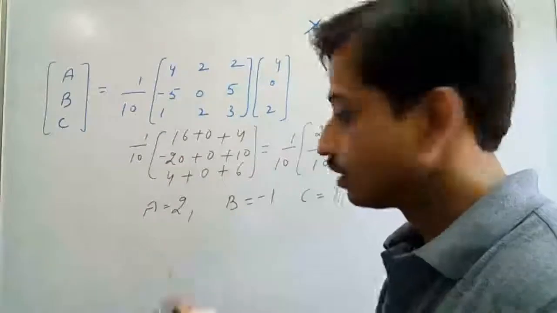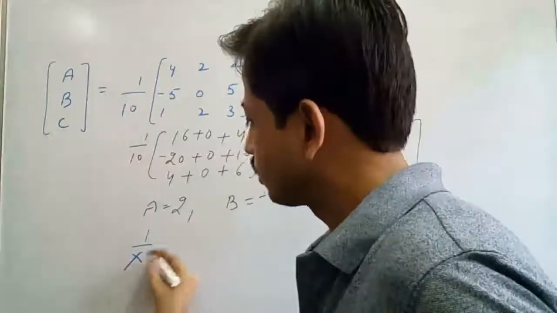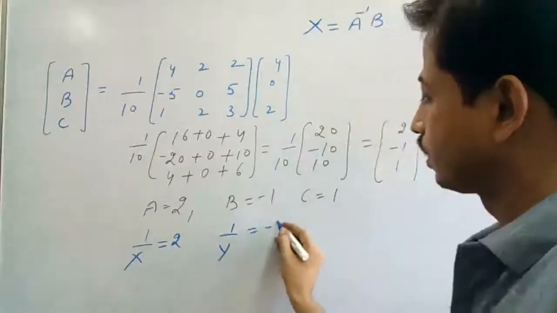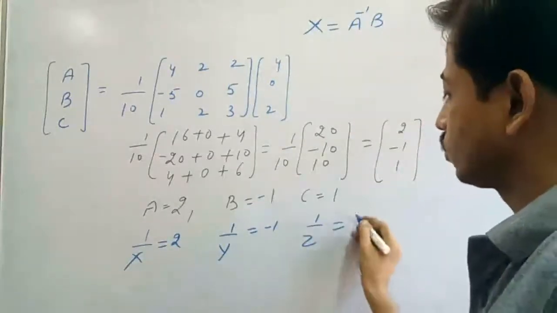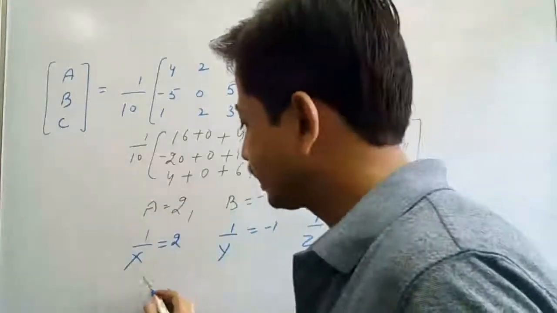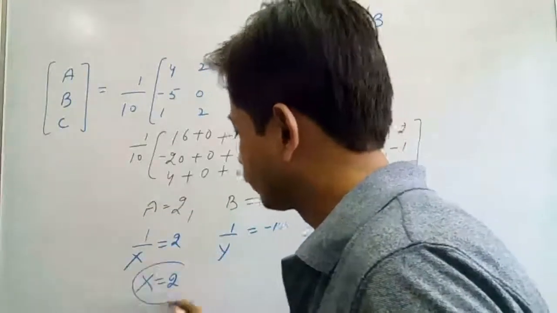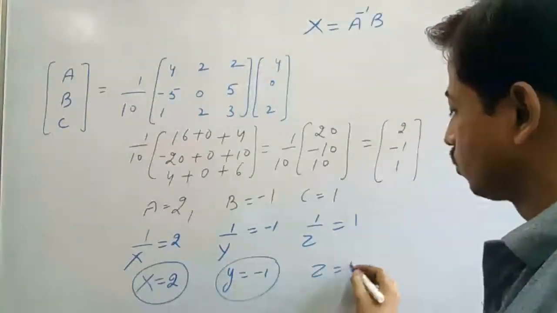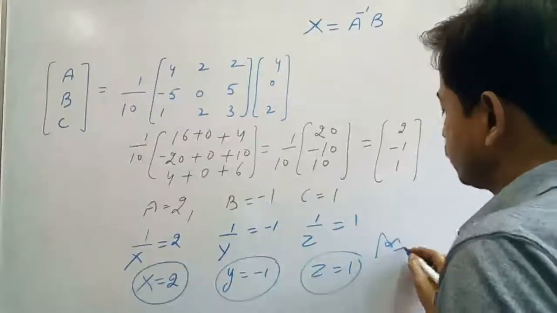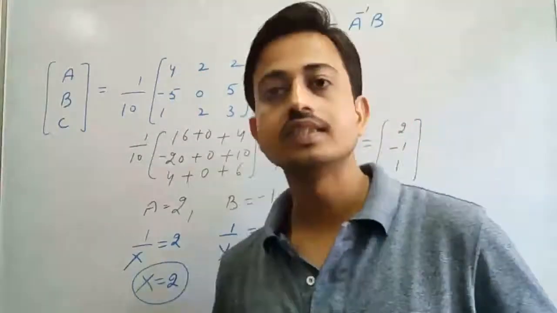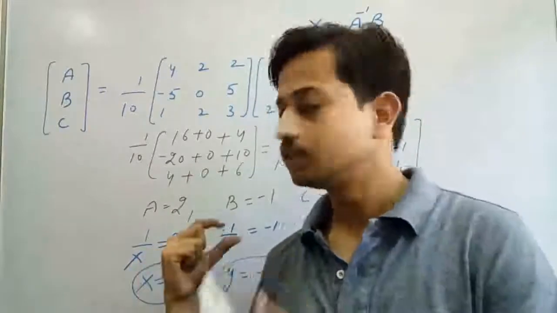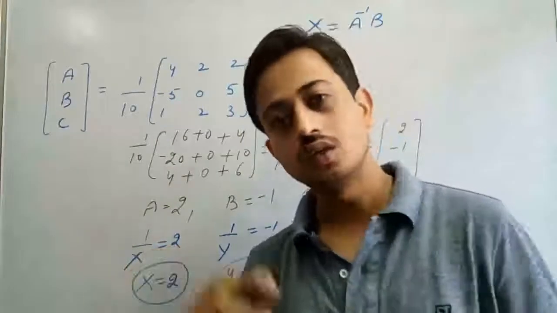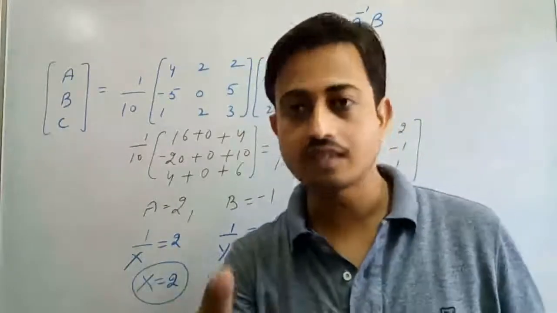Now change back. What is A? 1 by x. B is 1 by y. And C is 1 by z, which is equal to 1. Now take the reciprocal. We get x is equal to 2, y is equal to minus 1 and z is equal to 1. So these are the solution of these three linear equations. I hope this concept will be clear to you. So if you get a question like that, you can do it very fast. It's very simple. Please make a note.